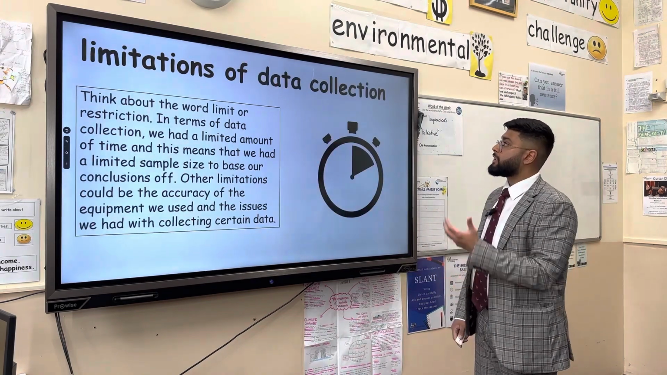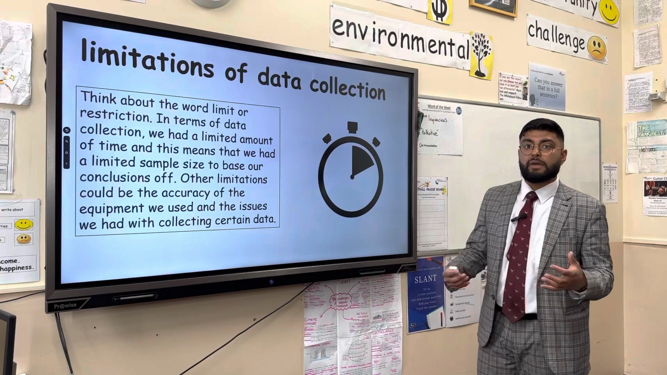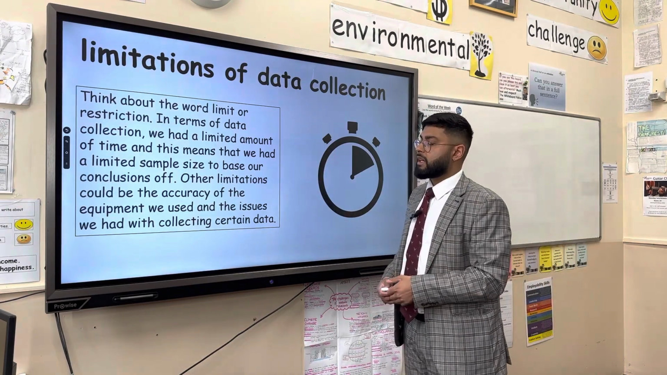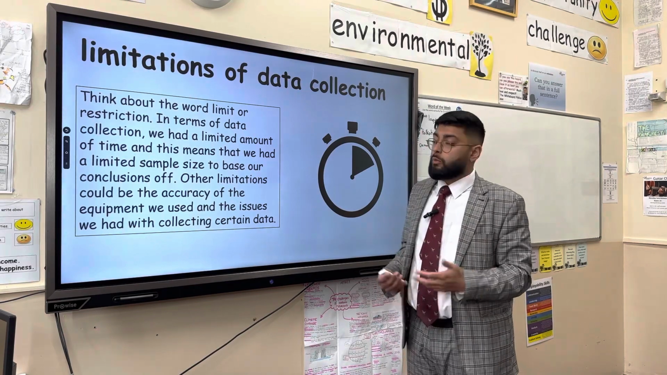So the limitations of data collection. Think about that word, limit. It's kind of like a restriction. What's holding your data collection back? What could be better about it? What's not very good about it?